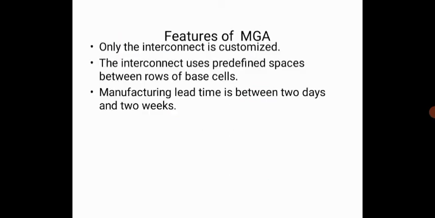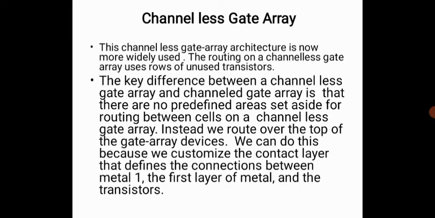Features of the MGA: only the interconnect is to be customized. The interconnect uses the predefined spaces between the rows of the basic cells. Manufacturing lead time is between 2 days and 2 weeks, so it takes approximately 16 days or 2 weeks for manufacturing.